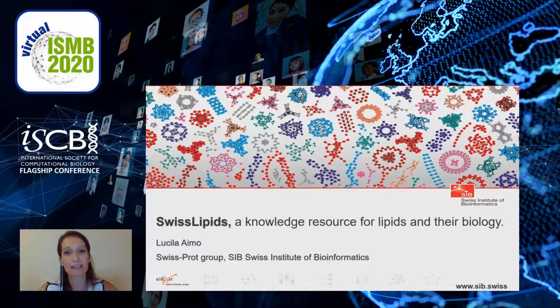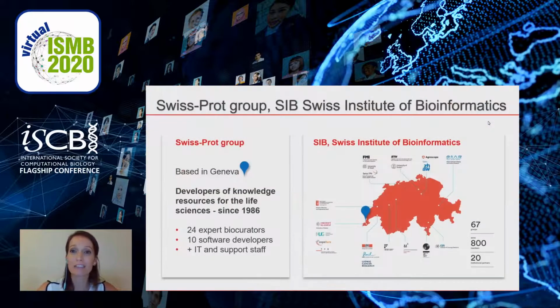My name is Lucila Aimo, and I work in the SwissProt group of the SIB. The SIB is the Swiss Institute of Bioinformatics. It has 67 groups all across Switzerland. The SwissProt group is based in Geneva. It develops knowledge resources for the life sciences and has 24 expert biocurators, of which just a couple of us work in the SwissLipids project.